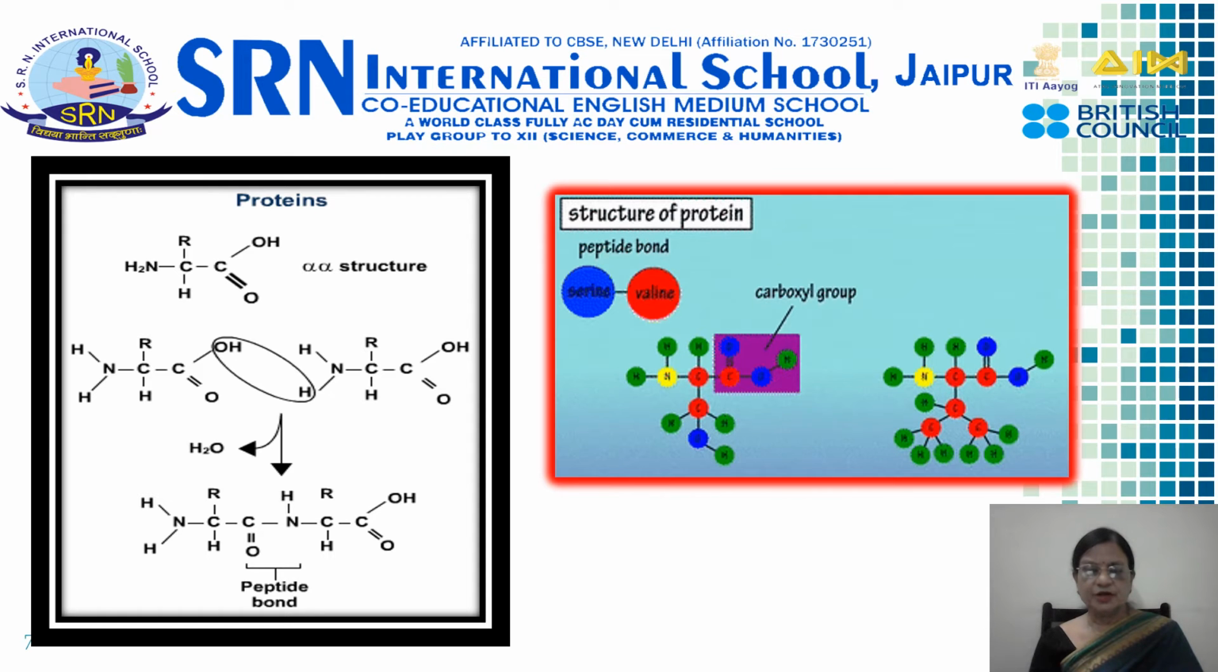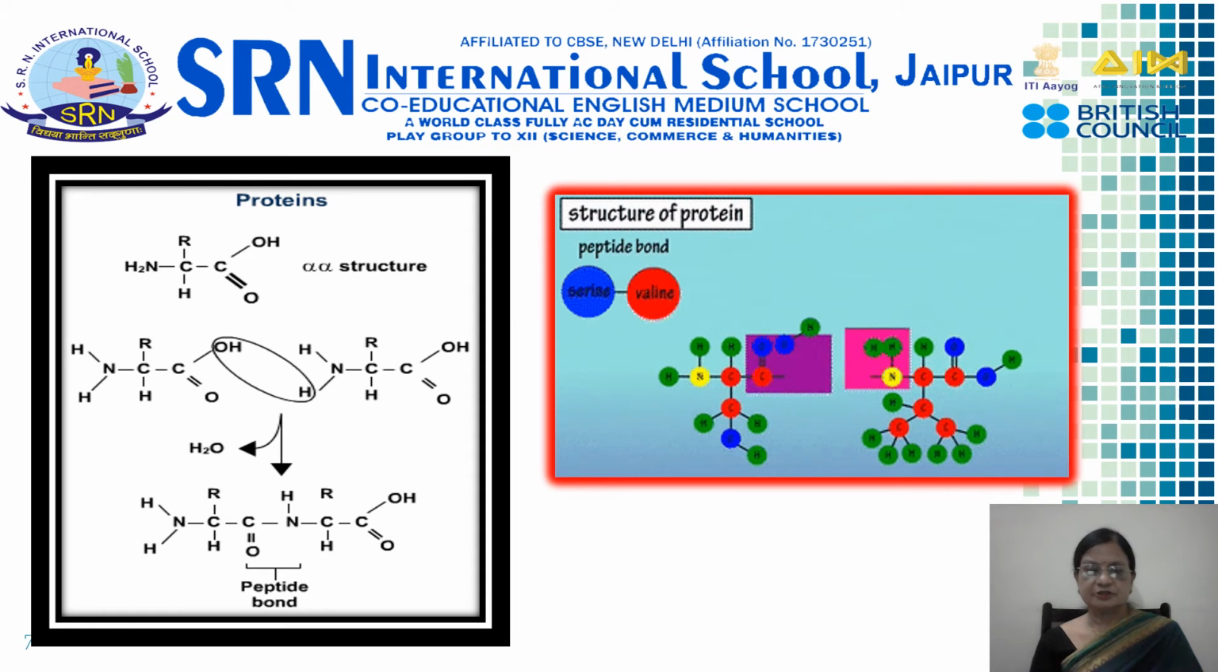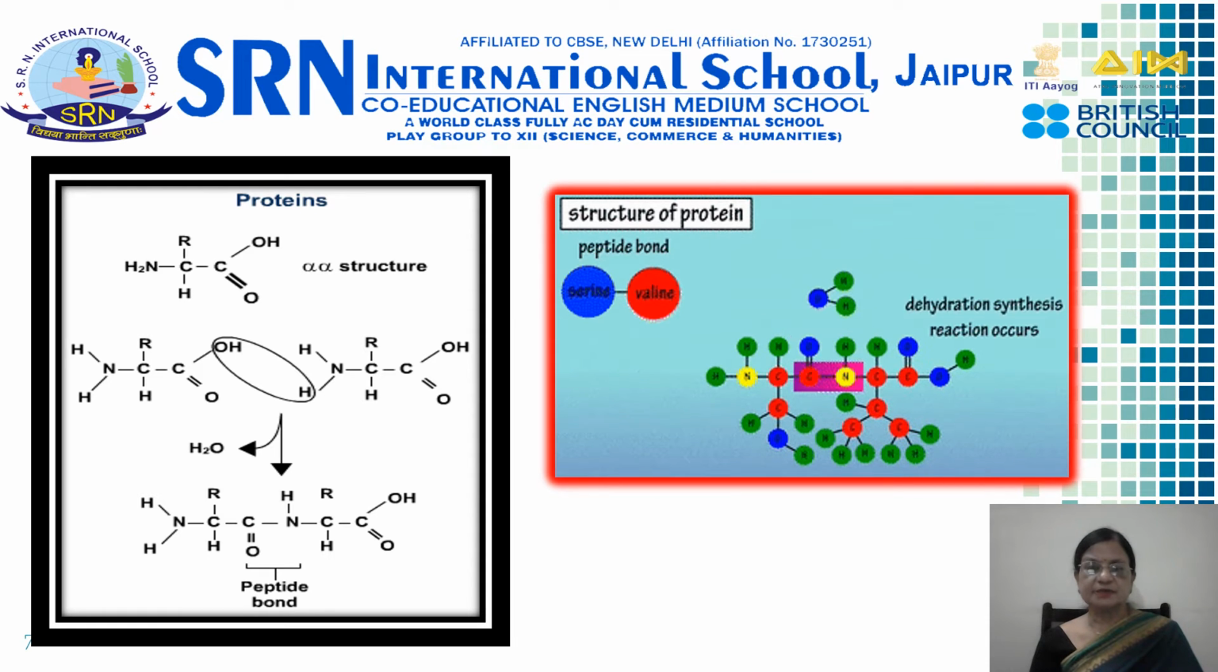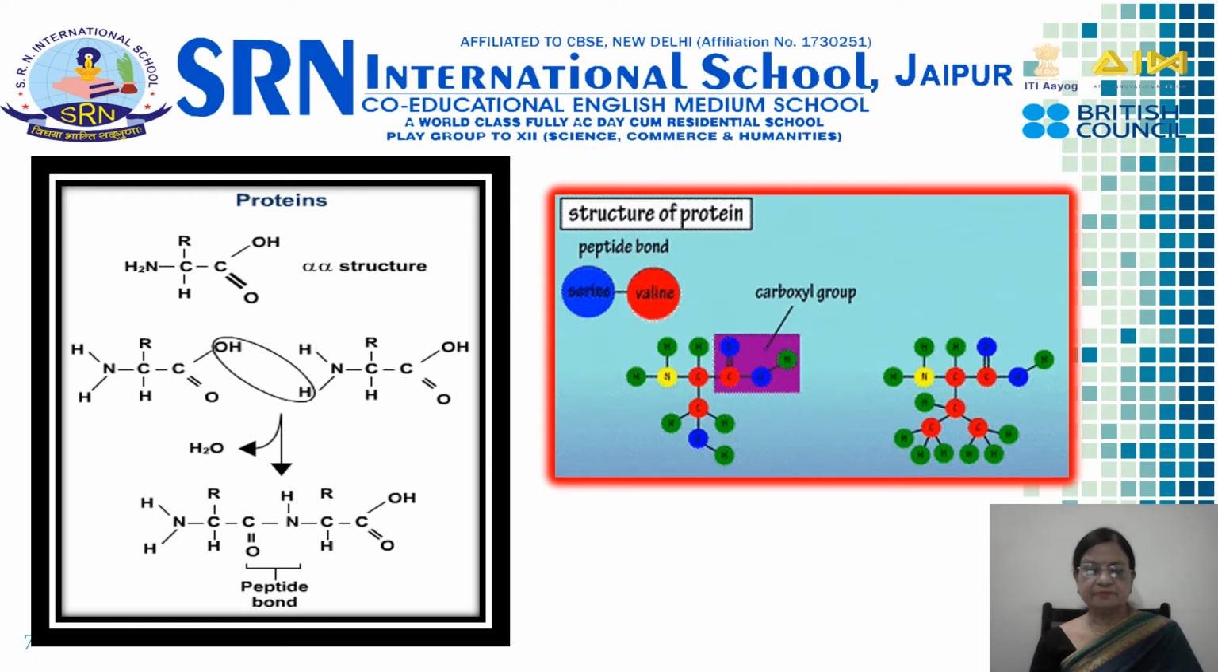Now when 2 amino acids combine together with removal of water, a bond is formed called a peptide bond. This peptide bond is the CONH bond, and thus these amino acids combine and remove water to form a polymer called protein.